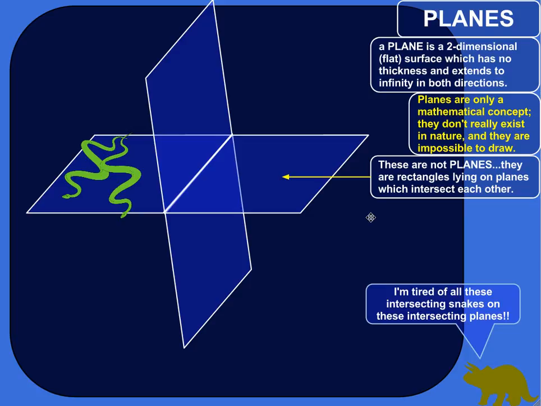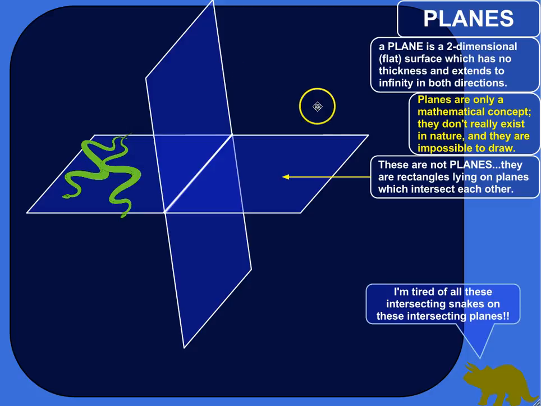They're completely flat. So I've got here two rectangles, this one here and this one here, and these rectangles are lying on top of planes. So the planes themselves you can't see; they're invisible. But the rectangles are lying on top of the planes, so you can use the rectangles to imagine where the planes would be. So this rectangle exists on a plane which is perpendicular to the plane on which this rectangle exists.